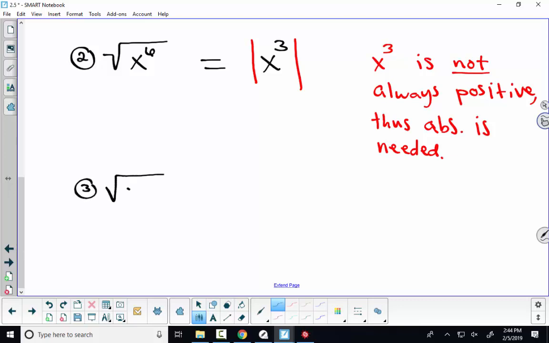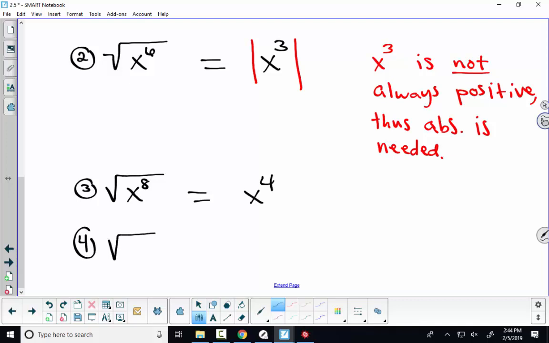How about the square root of x to the 8th? What does that equal? X to the 4th. Do y'all agree? X to the fourth is always positive, no absolute value needed.